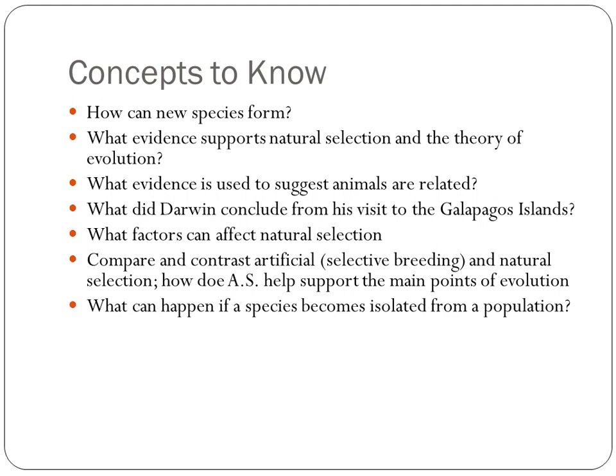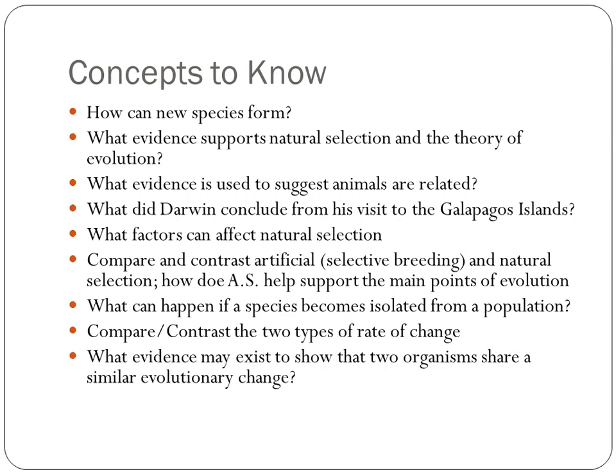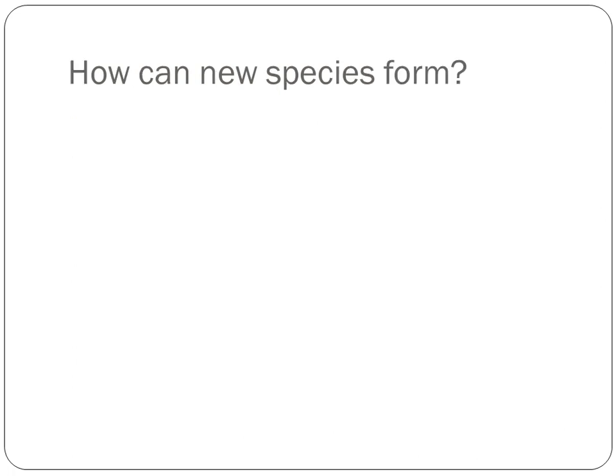What can happen then if a species becomes isolated from a population? And we'll compare and contrast the two types of the rate of change. We'll wrap up with what evidence may exist to show that two organisms share a similar evolutionary change. So to start out with, we'll talk about how can new species form.